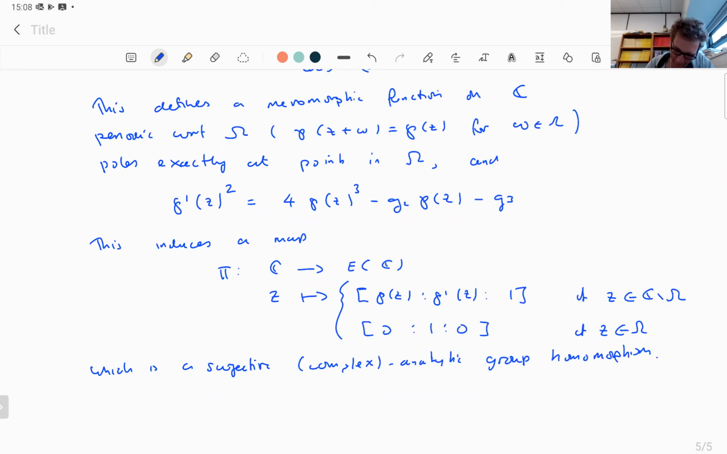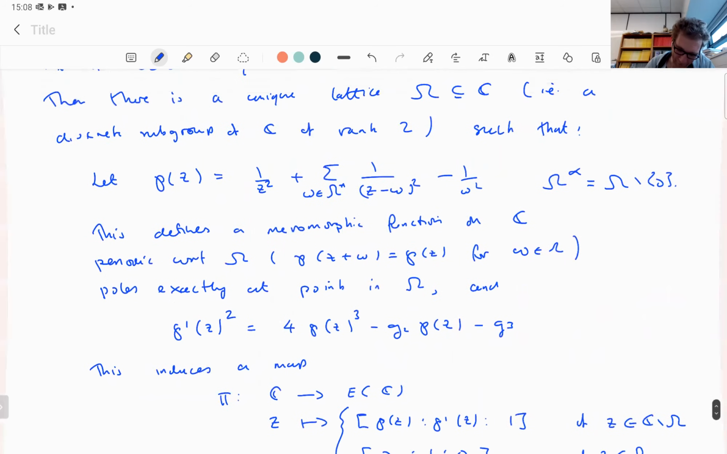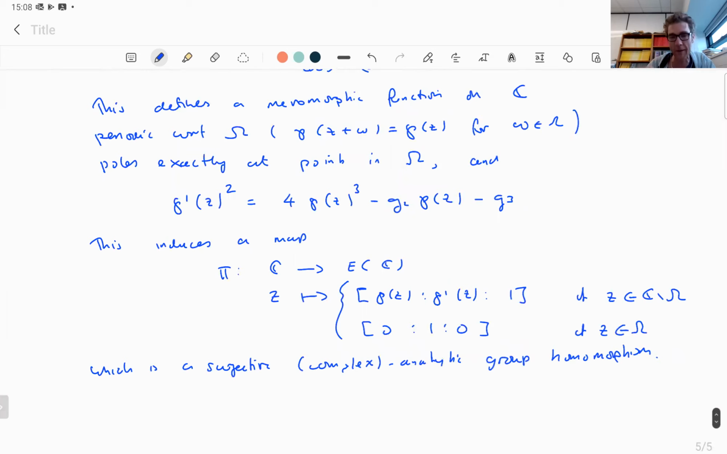Okay. So the numbers G2 and G3 are related to the lattice as well, but we don't need that. I mean, they're given by summing a certain series of lattice points. But okay, so what does this map do for us?